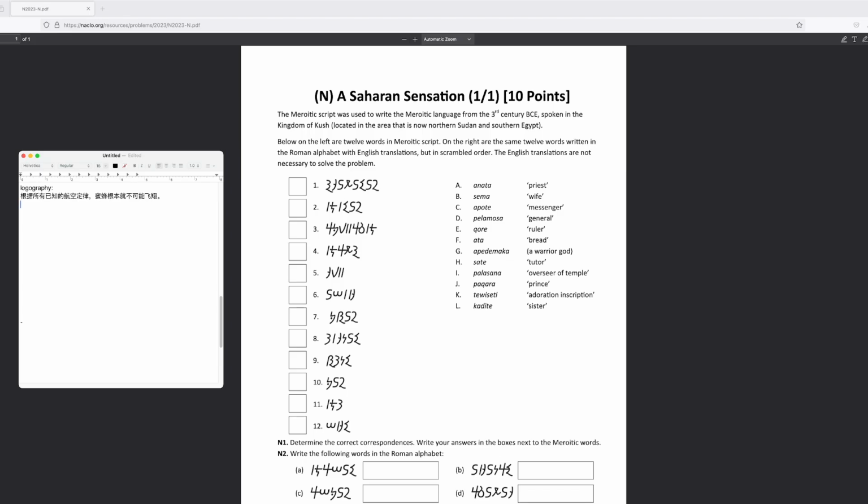Generally, you're never going to see pure logographies in an IOL or NACLO or any linguistic Olympiad problem, just because, let's say, this Meroitic script from a Saharan sensation was in fact a logography, then each of these things on the left would just be a single glyph, and the problem would basically be unsolvable.